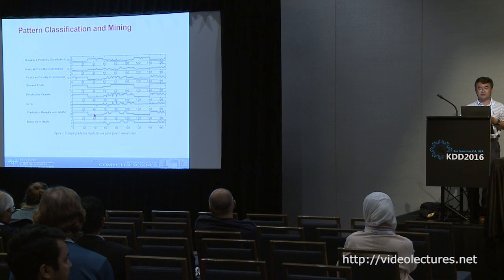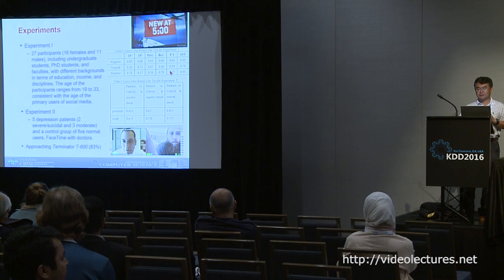And then we can impose some temporal smoothness constraint, because your emotion cannot change suddenly, right? So with the HMM, we can do better. So that's like 70-some percent. So that's for normal people, quote, normal people.